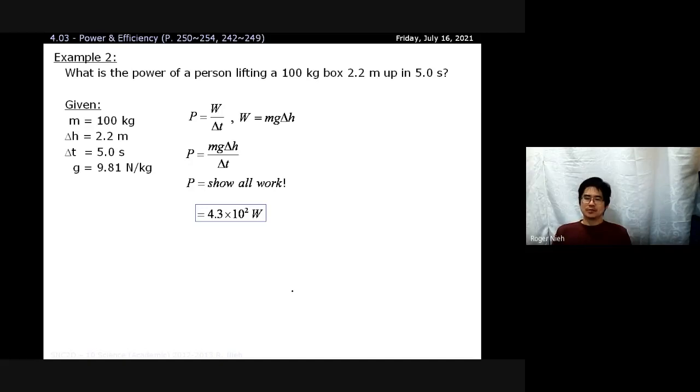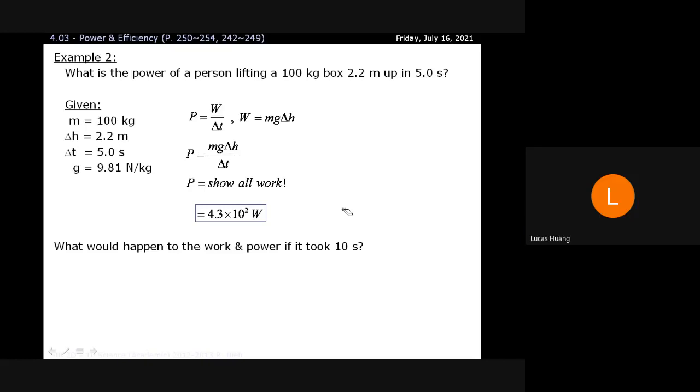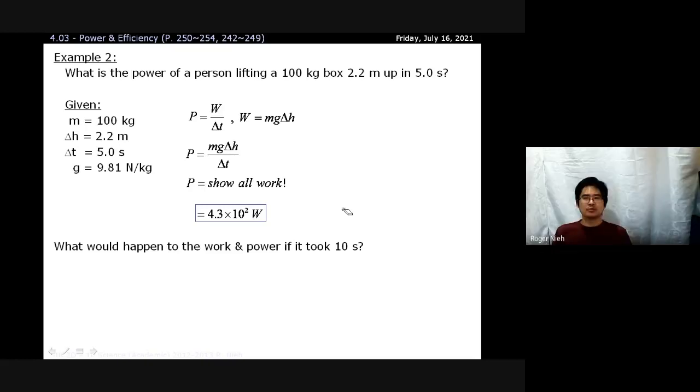Okay, with this completed so far, I just have 2 side questions for you guys. Number 1, what would happen to the work and power if instead of 5 seconds, it took now 10 seconds for it to accomplish? What would happen to the work? Would work decrease? Remember, you're still doing the same task. You're still lifting it up 2.2 meters.